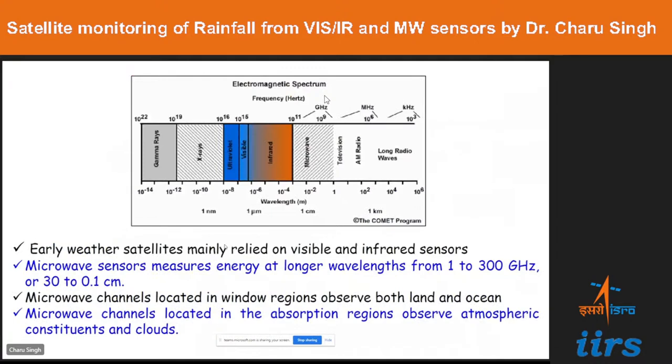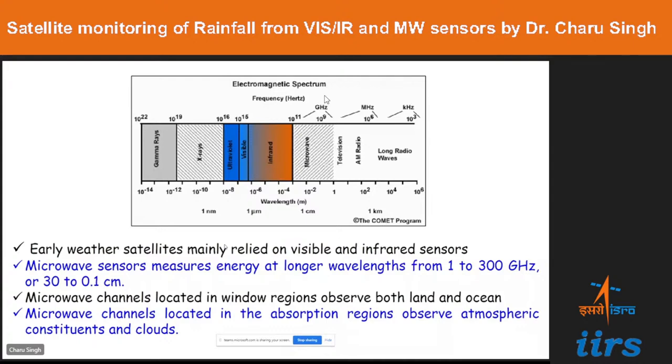So apart from the visible and IR sensors, we can also use the passive microwave sensors for the estimation of rainfall. Early weather satellites mainly relied on the visible and infrared sensors. If you use the microwave sensors, we measure the energy at longer wavelengths, from 1 to 300 gigahertz or 32.1 centimeter range. On the figure, the electromagnetic spectrum has been shown. On the bottom x-axis, you can see the wavelength in meters. On top, the corresponding frequencies in hertz are written.